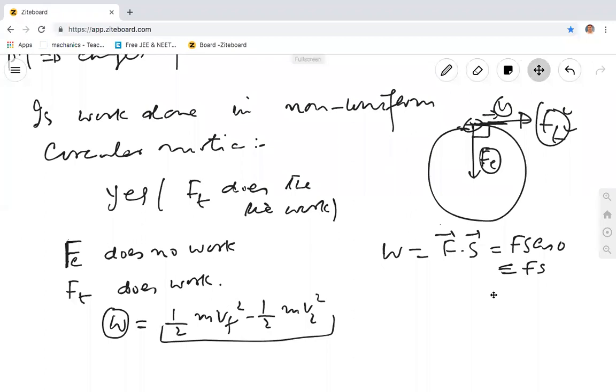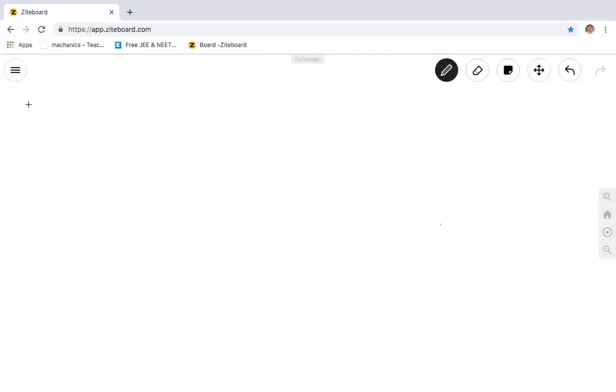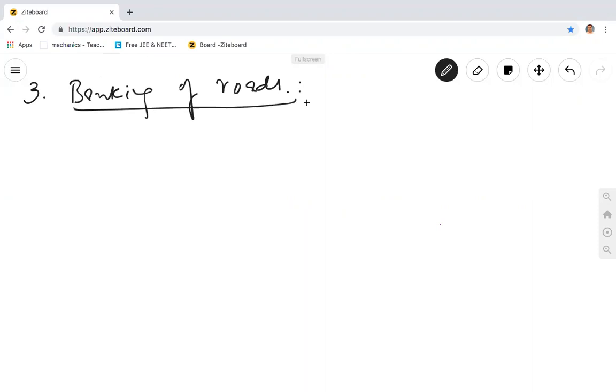Okay, now let me go to the third point. Third point is, you may have heard about banking of roads. Banking of roads. You know, when you negotiate a curve on the road, you may have seen the road is banked from one side. I mean, the roads are like this.